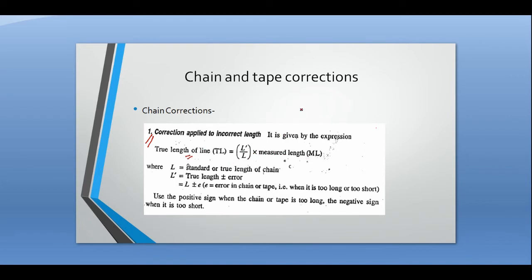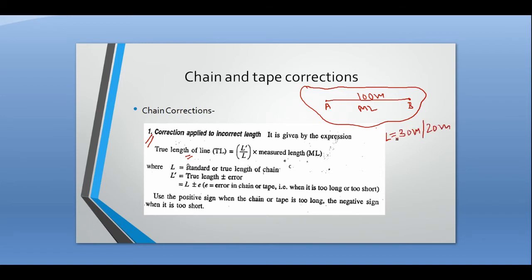Suppose this is the area and we have measured the distance between these two points, A and B. So this is basically a measured length, and suppose it is given to you as 100 meters. It is measured with a standard length of a chain, which is suppose 30 meters, or sometimes it can be 20 meters. So always remember that L is the standard length of a chain.